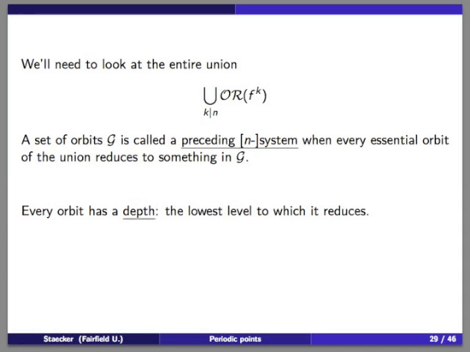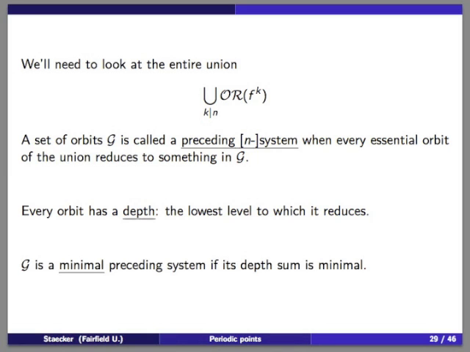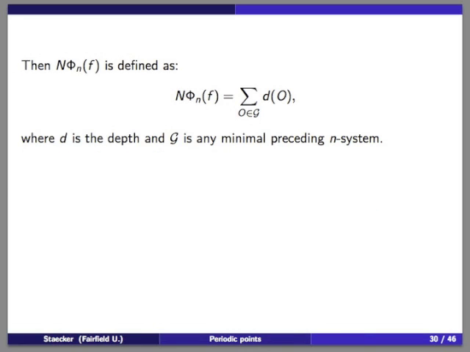If you're thinking about this reduction, every orbit you could say has a depth. That is how far down it reduces, the lowest level to which it reduces. And G is called a minimal preceding system if the sum of the depths is minimal. That's going to be important. All right. So this is the definition now. N phi n of f is defined as the sum of the depths of any minimal preceding n system.